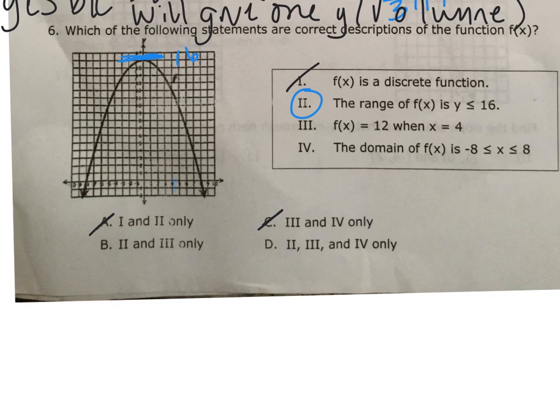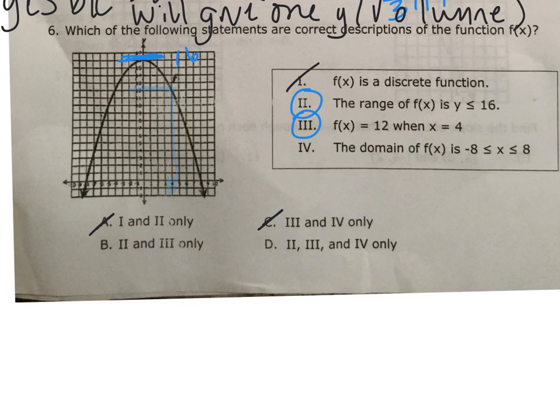Right here, that's 4. I go up to the line. When I go over here, that's 12. So that one's true. So 2 and 3. And I just have to see if 4 is included.